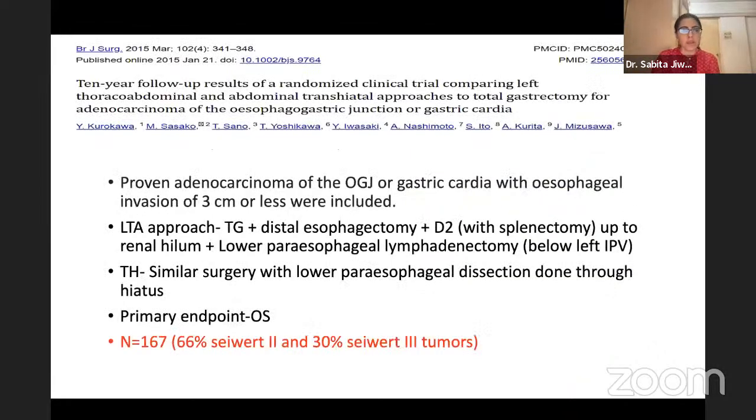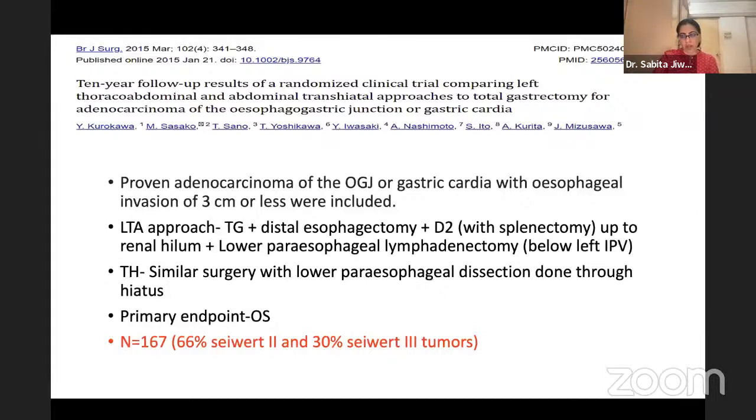So these are the 10-year results of a randomized clinical trial done in Japan, where they compared the left thoraco-abdominal approach with the transhiatal approach for total gastrectomy of adenocarcinoma of the esophagogastric junction or gastric cardia. They used these 2 approaches, either the thoraco-abdominal or the transhiatal. They took patients who had tumors of 3 centimeters or less, and all the patients underwent D2 lymphadenectomy. The primary endpoint was overall survival.